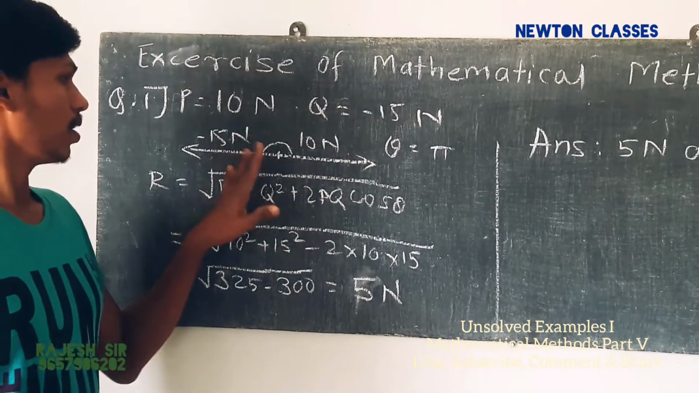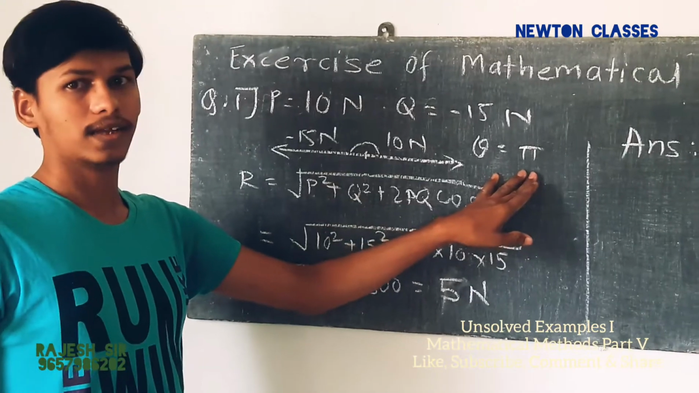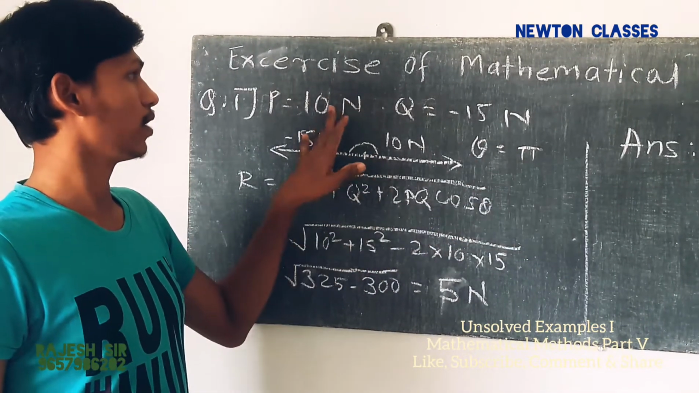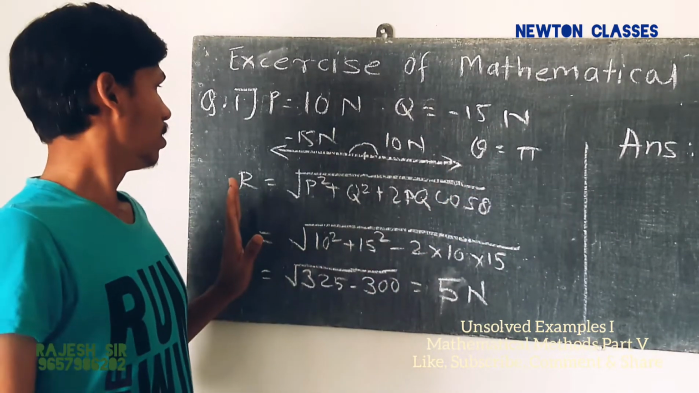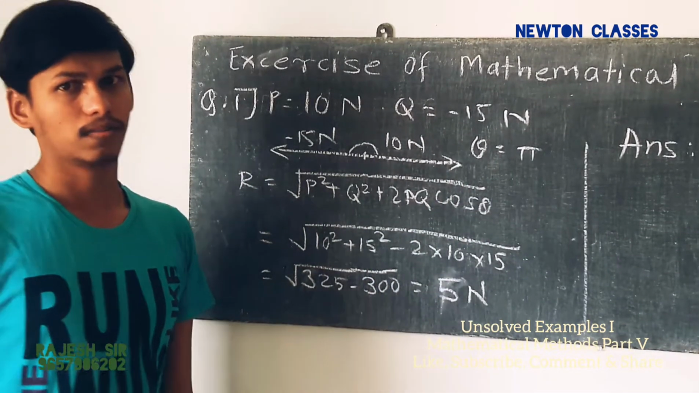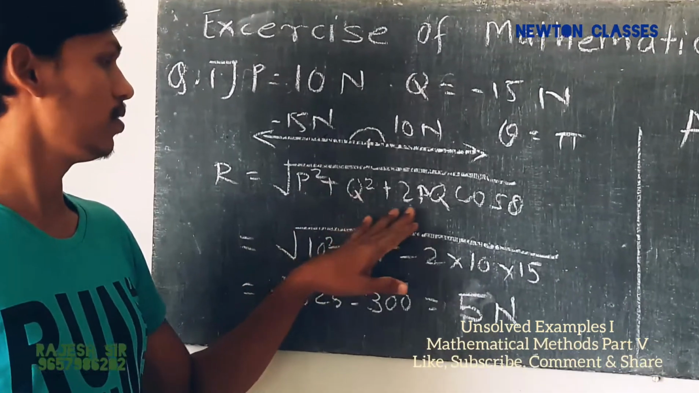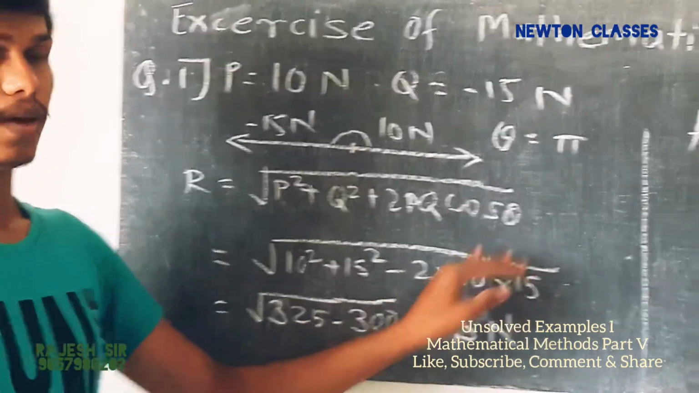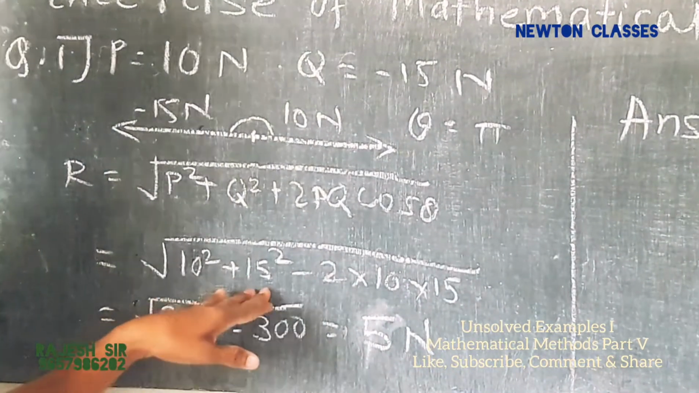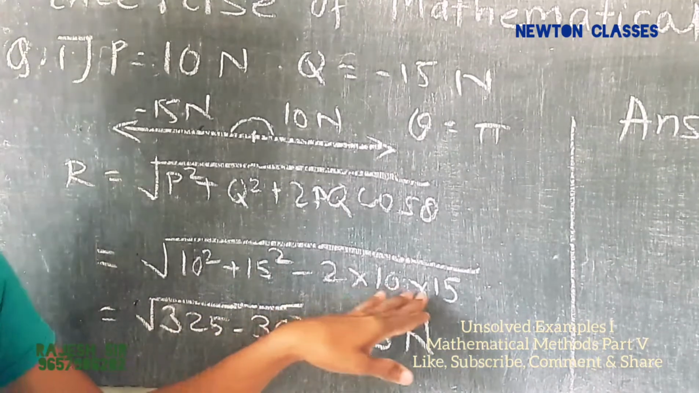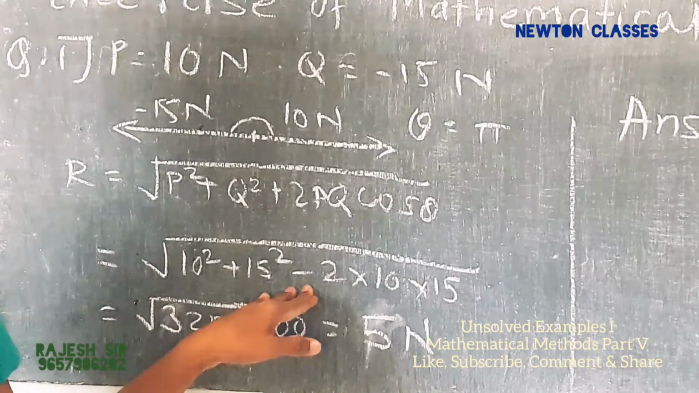Then we know the angle between these two vectors will be pi, that is theta is equal to pi. Now we have the magnitudes of the two vectors and the angle between them, so we can find the resultant by the formula R is equal to under root of P square plus Q square plus 2PQ cos theta. By substituting these values we get under root of 10 square plus 15 square minus 2PQ. The value of cos theta is minus 1, therefore the sign will be reversed.